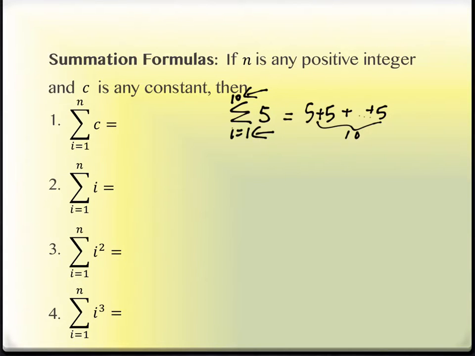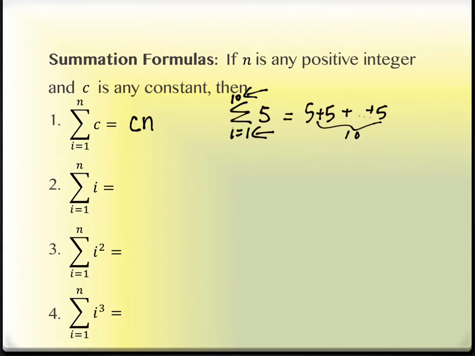So what really happens is you just take that number, mine was 5, and you multiply it by the number of terms, however many there are. So it's C times n. You don't have to calculate anything. You don't have to write anything out. It's just C, whatever the constant is, times the number of terms.